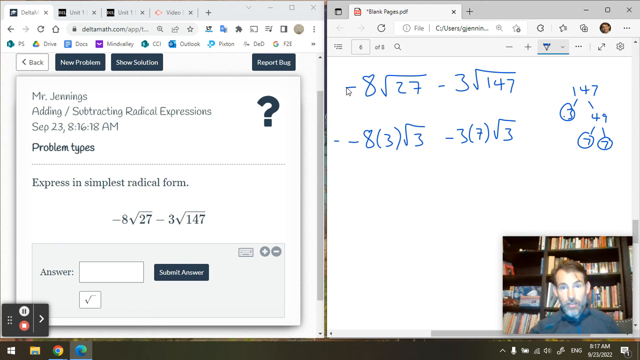Now, just simplify. This is equal to minus 24 root 3 minus 21 root 3. All right, and this is equal to minus 45 root 3.